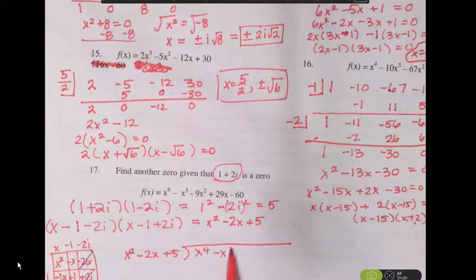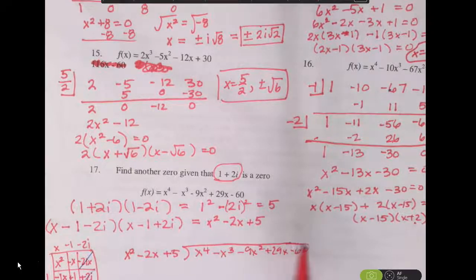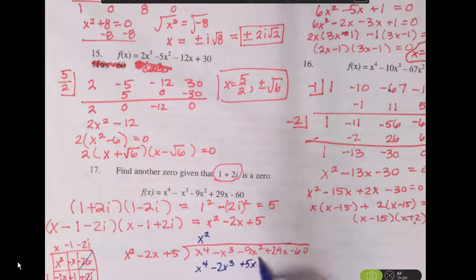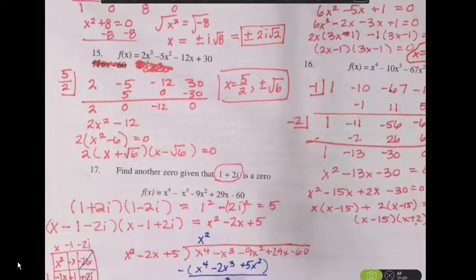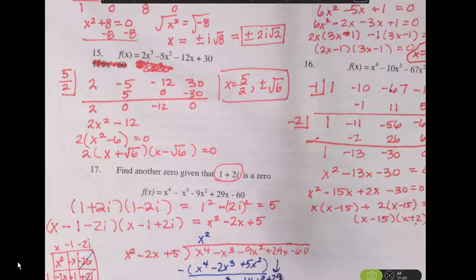X to the 4th minus x cubed minus 9x squared plus 29x minus 60. So that's going to go in x squared. That would be x to the 4th minus 2x cubed plus 5x squared. Subtract all that. Negative 1 minus minus 2. That's negative 1 plus 2 is 1x cubed. Negative 9 minus 5 is negative 14 plus 29x.